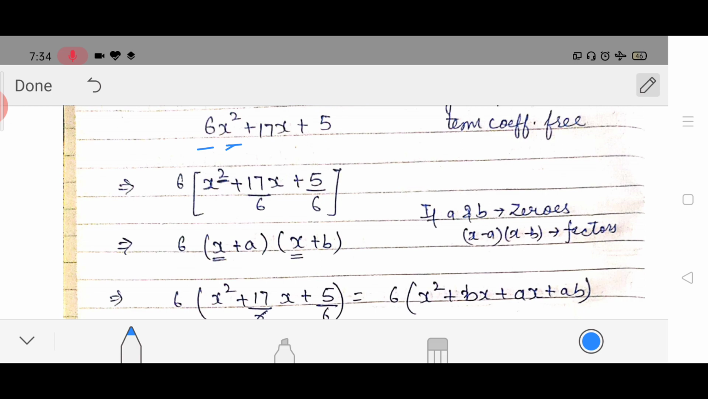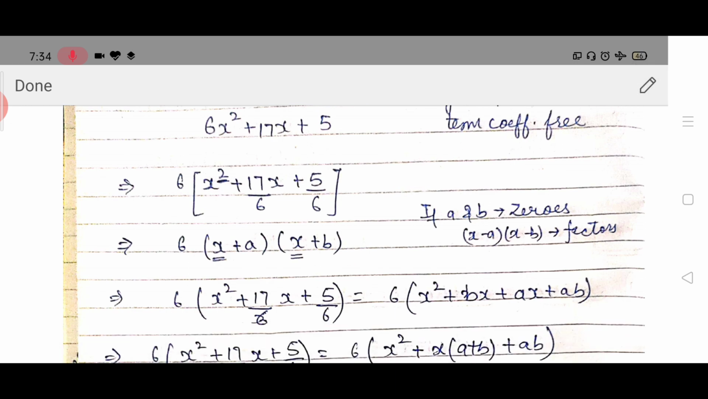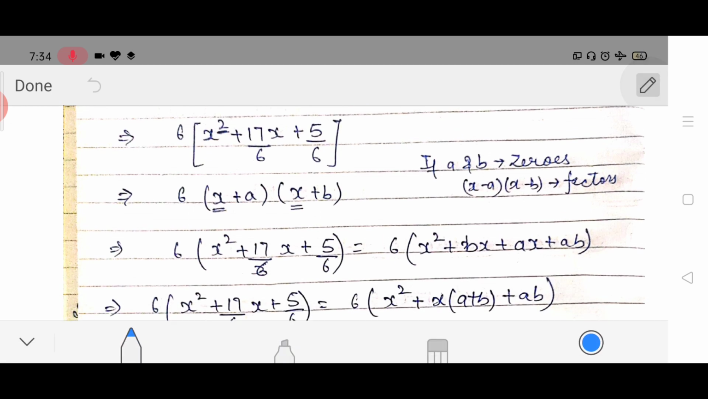So if you want to remove 6 from this term, you have to divide this by 6. Or you can also say, if you take 6 common from this entire polynomial, what will you get? 6 is common, here you will get x square, here you will get 17 upon 6 and 5 upon 6. Okay, now as you can see in factor theorem, we are having two factors.